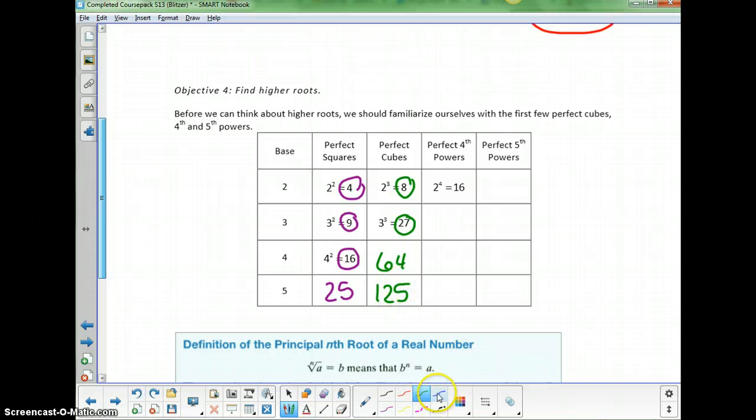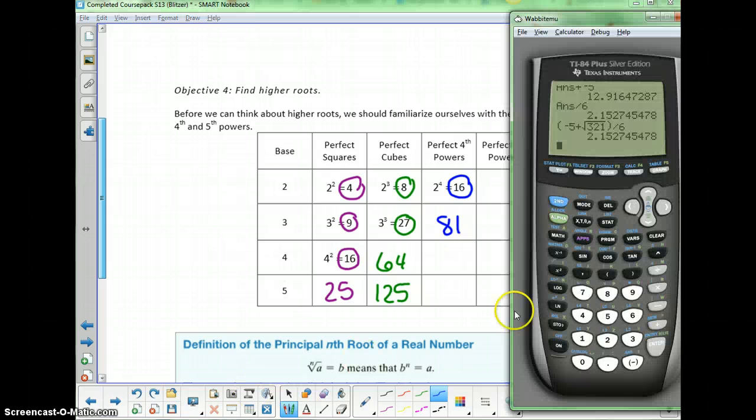Okay, then perfect fourth powers: 2 to the fourth is 16, 3 to the fourth is 81, 4 to the fourth.